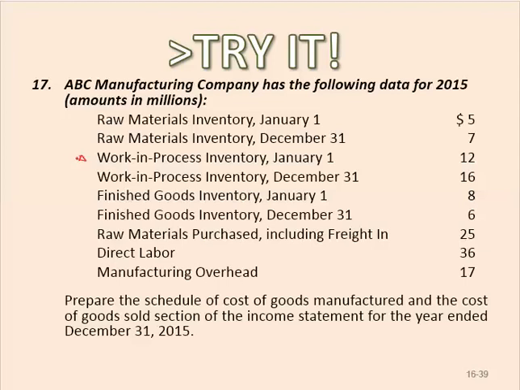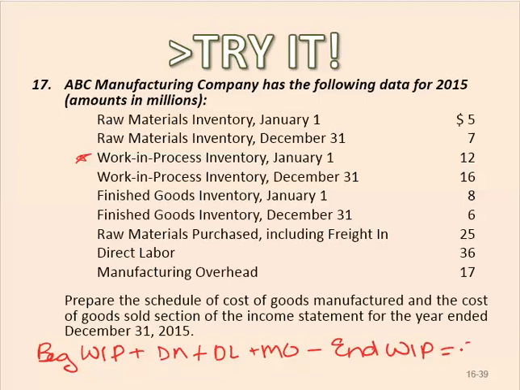Beginning work in process. And then we're going to add to that, so we start with our beginning work in process, so we'll say beginning WIP, and then we're going to add to that our direct materials plus the direct labor plus our manufacturing overhead, subtract ending WIP, and that equals our cost of goods manufactured.